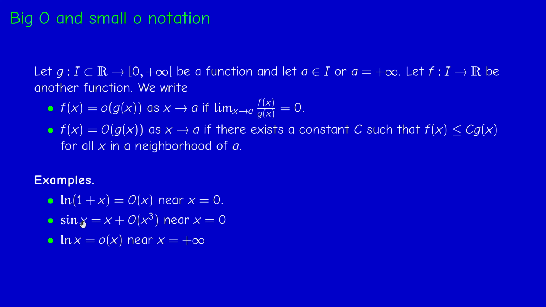And near infinity, ln of x is a small o of x. Why? Because ln of x over x tends to 0, as you know, as x tends to infinity.